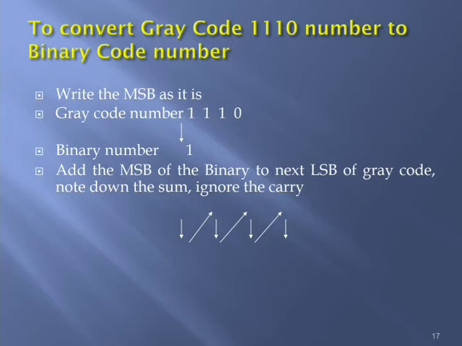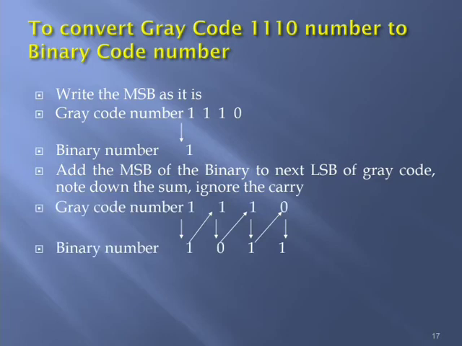Add the MSB of the binary to the next LSB of gray code. Note down the sum, ignore the carry. So what will you be getting? Here you will be getting 1 as it is you are writing, and 1 plus 1 you are adding. 1 plus 1 addition will give you a sum of 0 and neglect the carry, and 0 plus 1 will give you a sum of 1, and 1 plus 0 will give you a sum of 1.